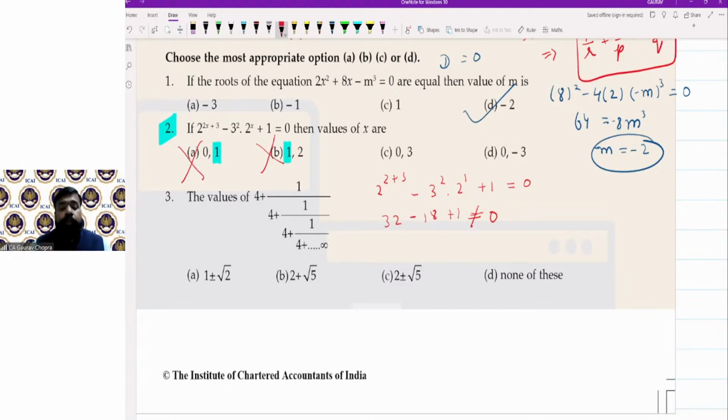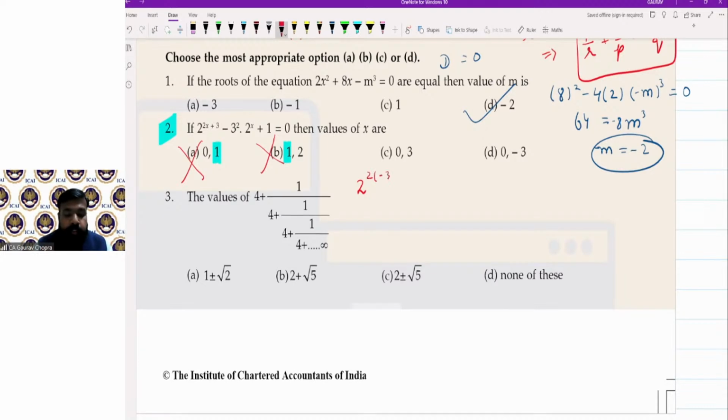Now we have to choose between C and D. So we have to try them and see which is satisfying. So if we try option, let's say D, we are trying with minus 3 because 0 is available in both of them. 0 क्योंकि दोनों में available है C and D, तो 0 तो satisfy करेगा. We have to check only between 3 and minus 3.